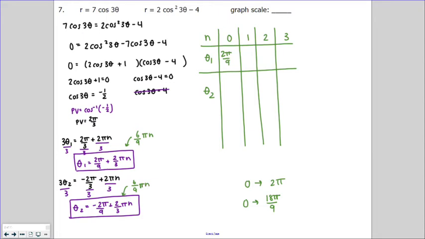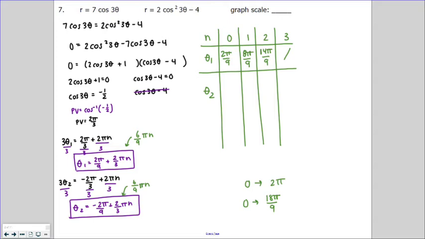All right, so when n is 1, we get 2 pi over 9 plus 6 pi over 9. That's a total of 8 pi over 9. Still less than 18 pi over 9, so we move on. When n is 2, we get 12 pi over 9 plus 2 pi over 9. That's 14 pi over 9. Also still less than 18 pi over 9. And then when n is 3, we get 18 pi over 9 plus 2 pi over 9, so that's out of the bounds of 0 to 2 pi.